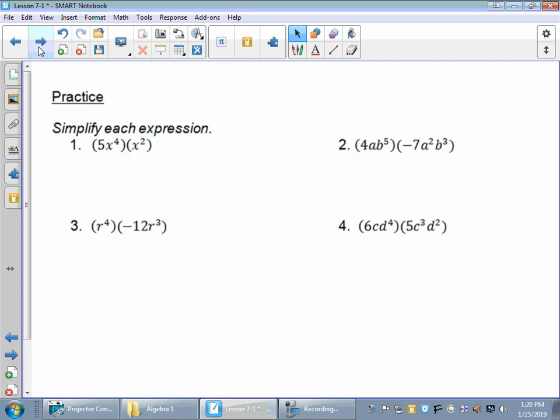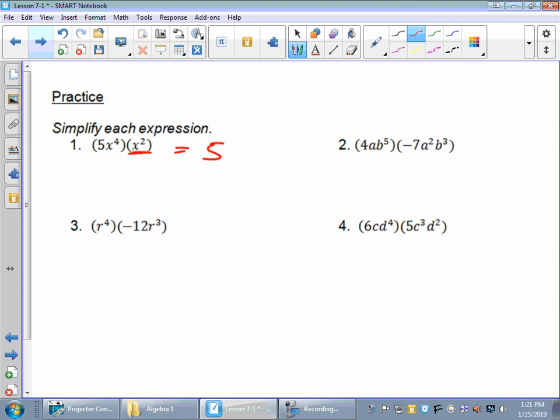So this first one, I'm going to do it the long way, and then we'll look at the shortcut way and see how we get the correct answer. And actually, here's what I'm going to do. I'm going to do the shortcut way first, just to show you how it looks, and then I'll write it out. So we have 5x to the fourth times x squared. So in this case, there's no 5 in the second term here. So I can just multiply 5 times 1, which is 5.